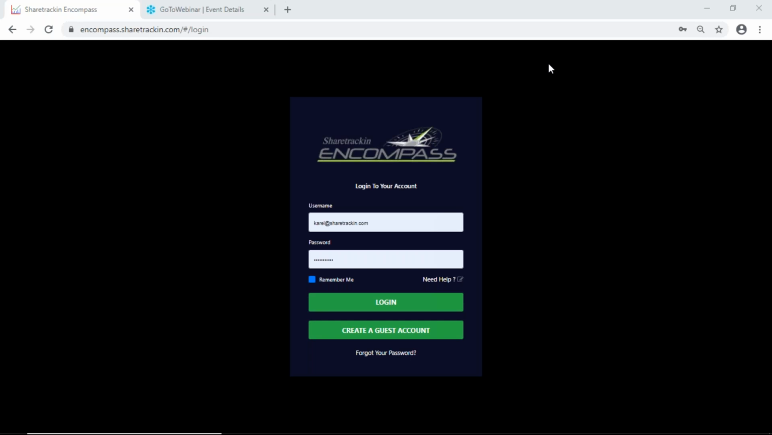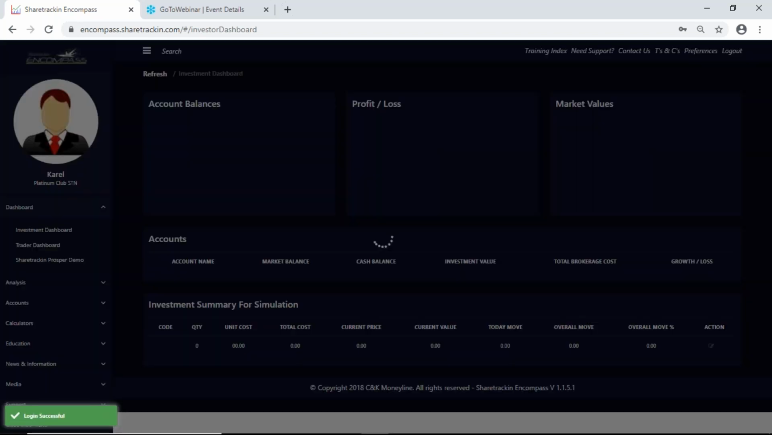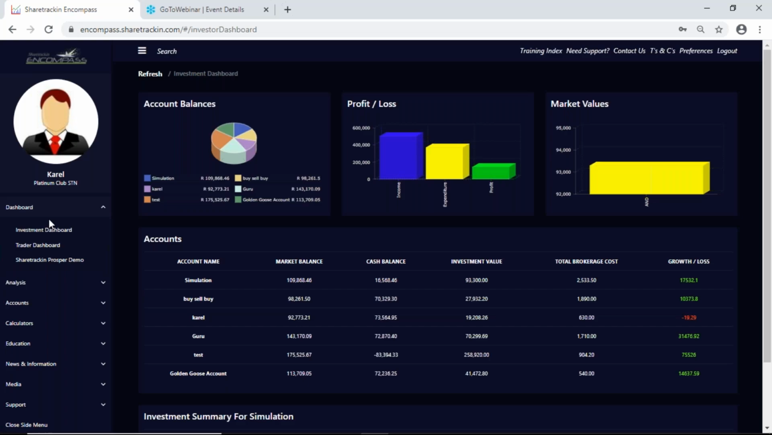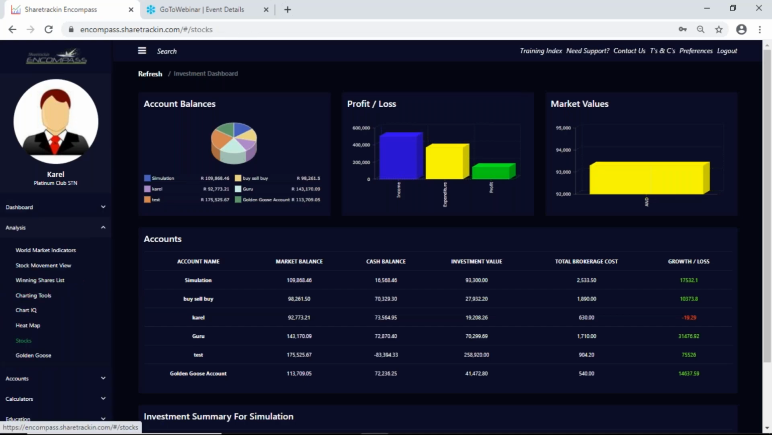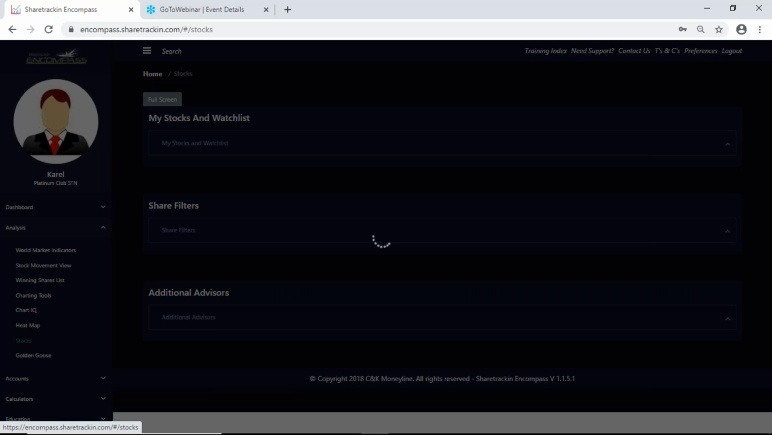As you can see here, I am on my login screen. So I'm going to log in. Once I'm logged in, I am going to go to analysis, and then I'm going to go to stocks. I'm just waiting for it to open.